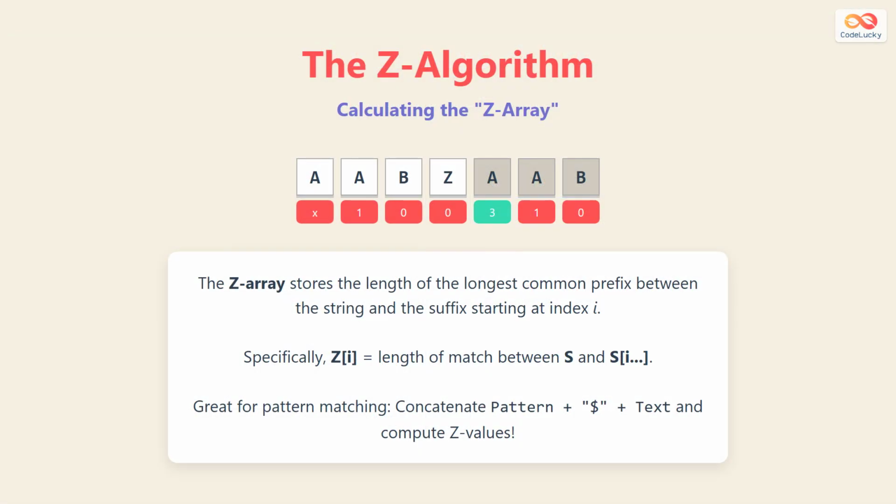The Z algorithm is another brilliant linear time method. It produces a Z-array, where each value tells us the length of the longest common prefix between the start of the string and the current position. By cleverly concatenating your pattern and text, the Z-array can identify every position where the pattern occurs efficiently.